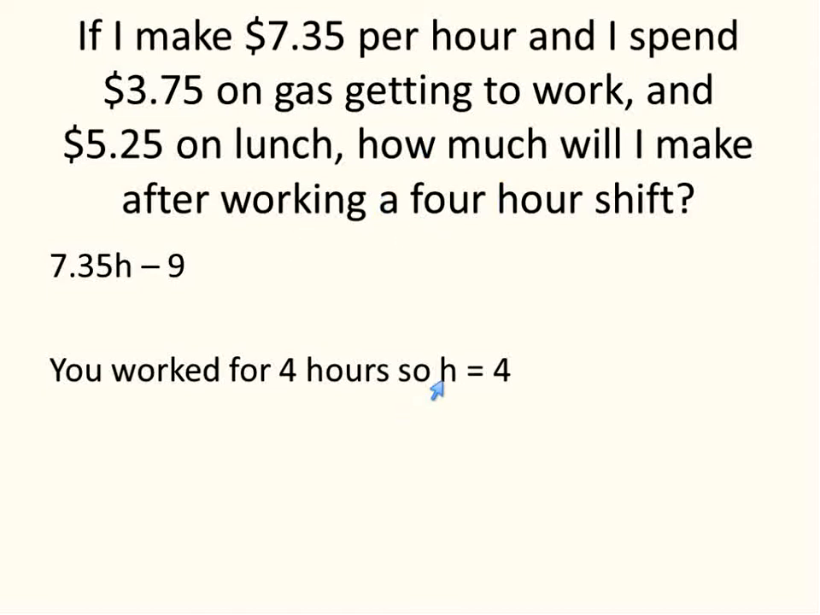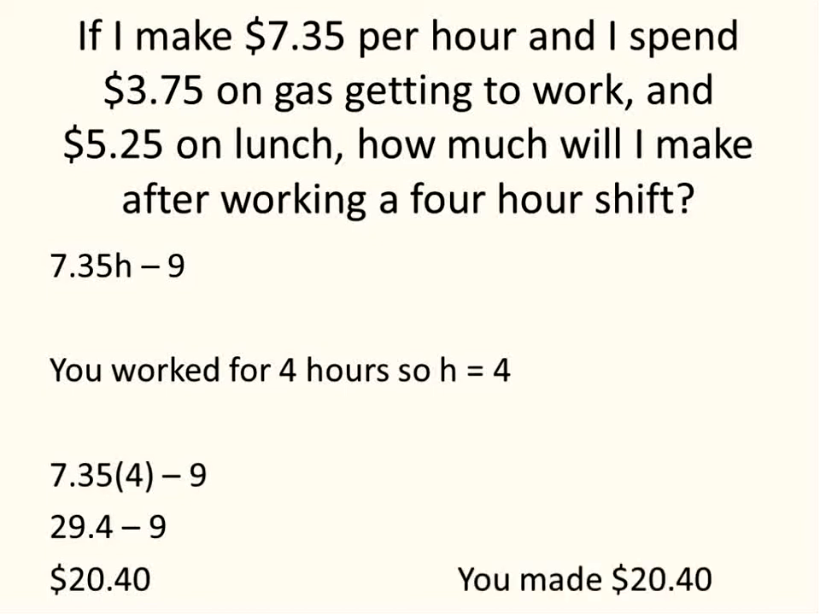We've worked for 4 hours, so H is equal to 4. I'm going to go ahead and substitute that value right into the equation, 7.35 times 4, and then take away that $9. 7.35 times 4 will give us $29.40, or 29.4, minus 9, which leaves us with 20.4, or $20.40. $20.40 is how much you're actually taking home. So you're going to take home $20.40.